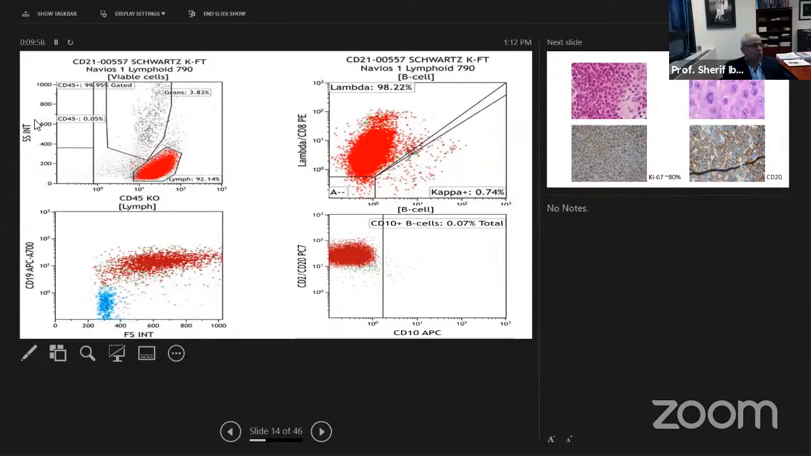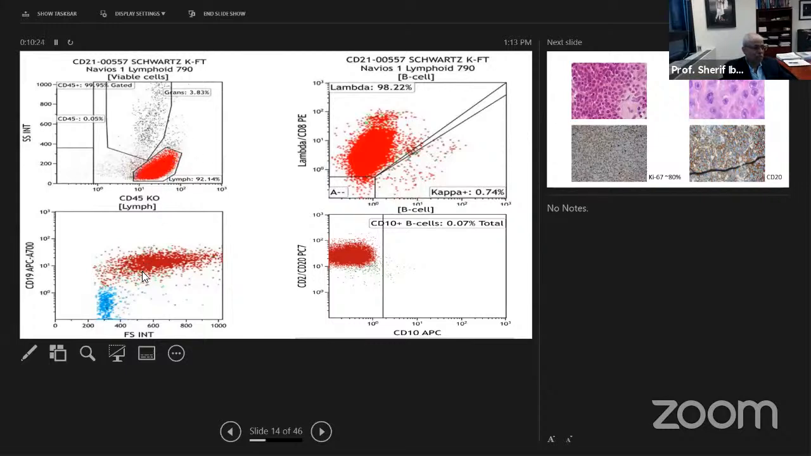This histogram looks at side scatter, complexity of cells, versus CD45. We know lymphocytes sit in that gate. They are bright CD45, and in that case, 92% of the cells are CD45 positive. Few cells, granulocytes, sit over here, 3%, probably blood contamination, and few dead cells. So you have 92% of the cells viable, and this is a very good sample.